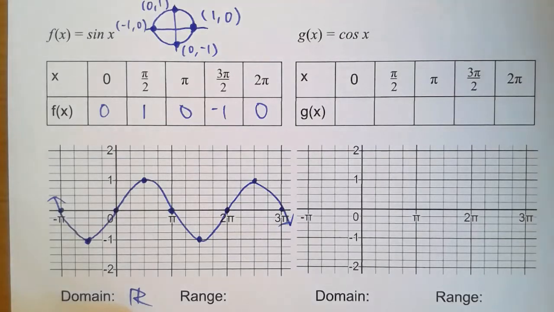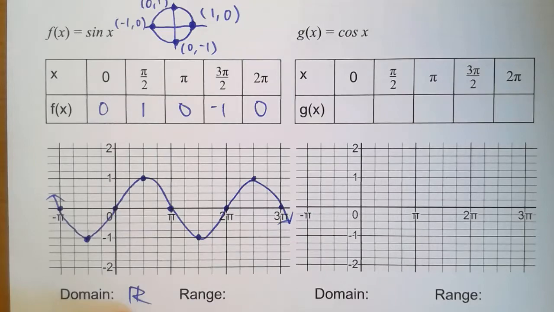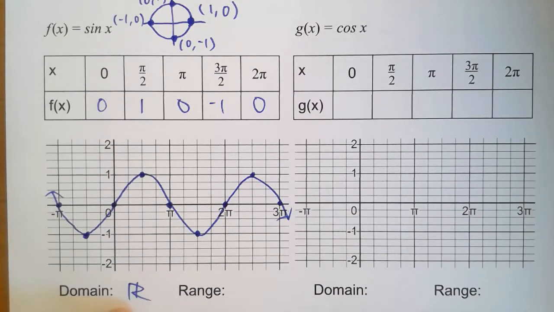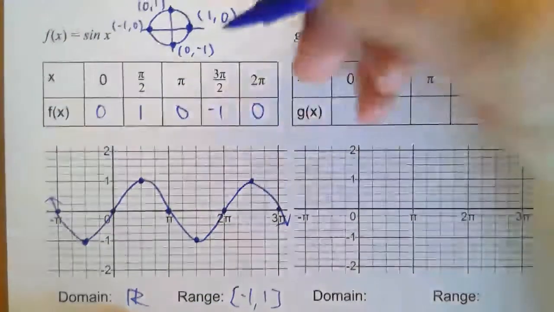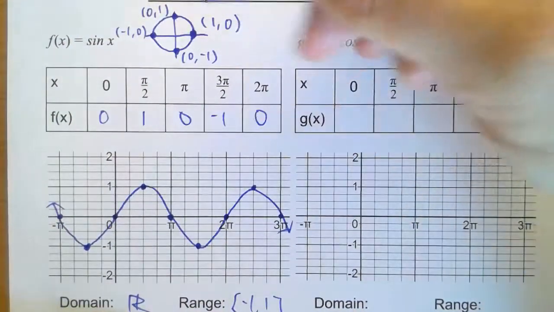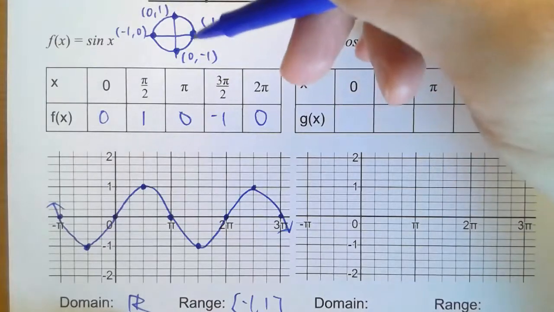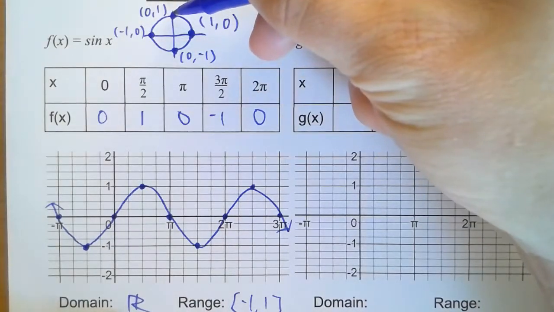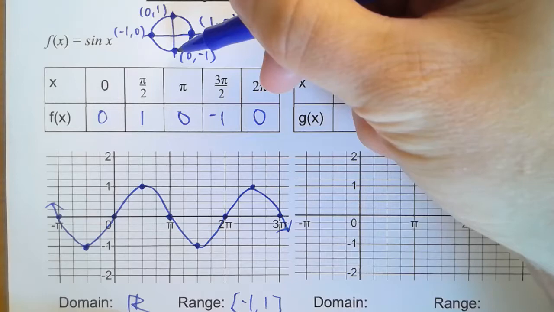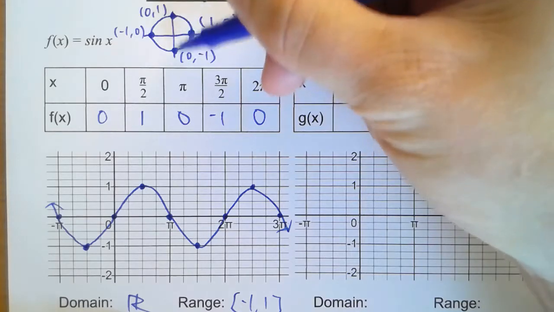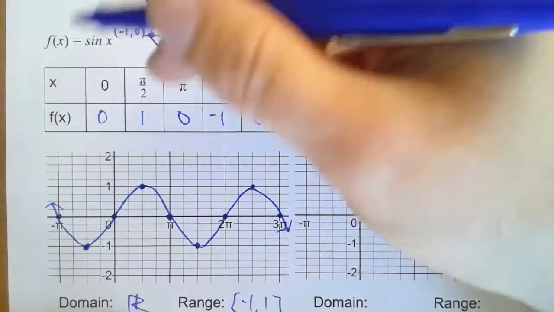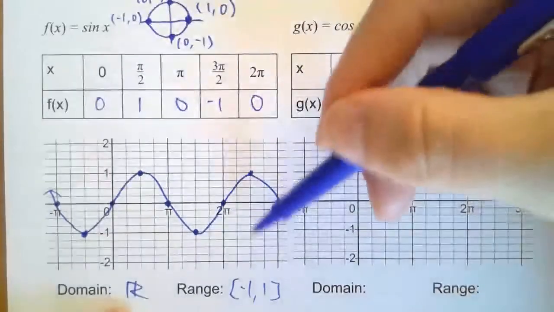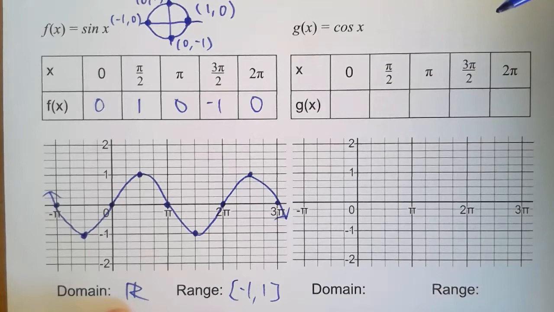How about the range? There's only a limited set of y values that we can have in this graph, right? The y values have to be between -1 and 1, which makes sense if you think about the unit circle. The sine is the y value on the unit circle. Well, the highest y value we have is 1. The lowest value we have is -1. All the y values on this circle are between -1 and 1. So the sine of any angle has to be between -1 and 1.